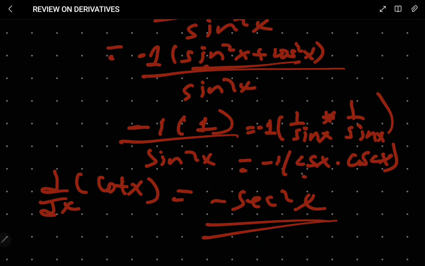Not sec. What's wrong with me? Not sec. It is CSC square x, cosecant square x. That's it. That's the derivative of cotangent.